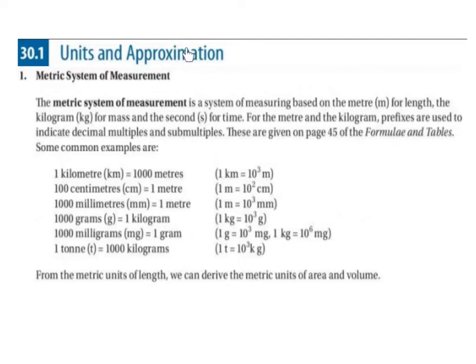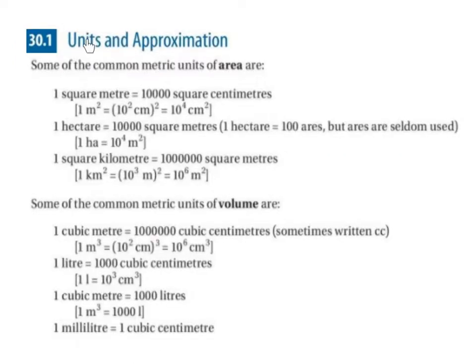Units and approximation. Metric system of measurement. Some of these are given on page 45 of the formulae and tables, but a lot of what we'll cover in this section needs to be learnt off by heart. Units and approximation. These are some common metric units for area, and we have some common metric units for volume.